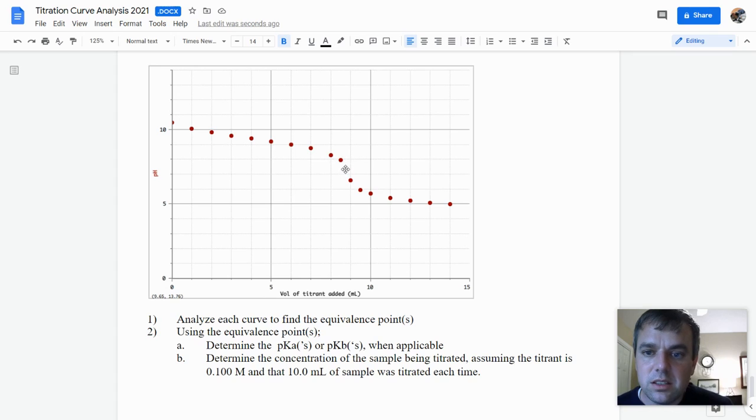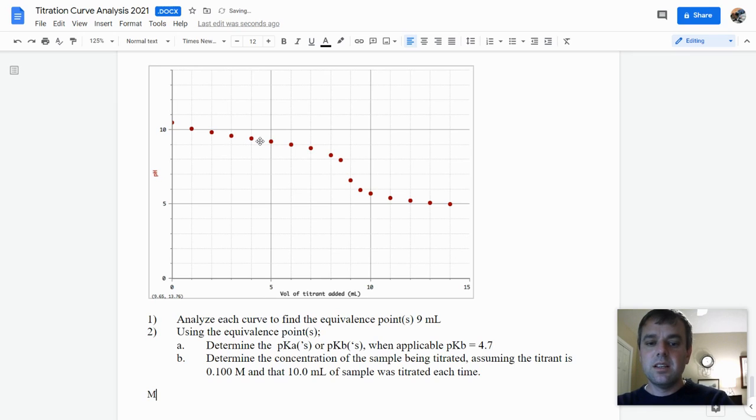It looks like the equivalence point occurs somewhere around, I don't know where we want to call it. We can call that 9 milliliters if we want to. We could look at 4.5 to try to figure out what the pKa is. Well, the pKa looks like it's going to be around 9.3. So the pKb would be 4.7.